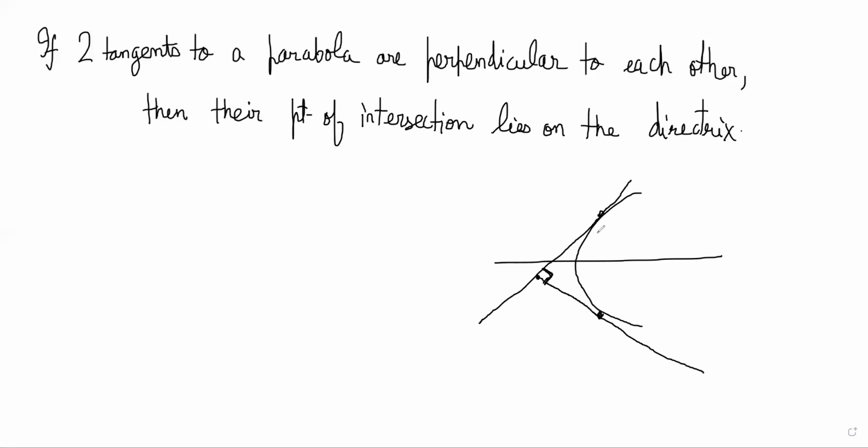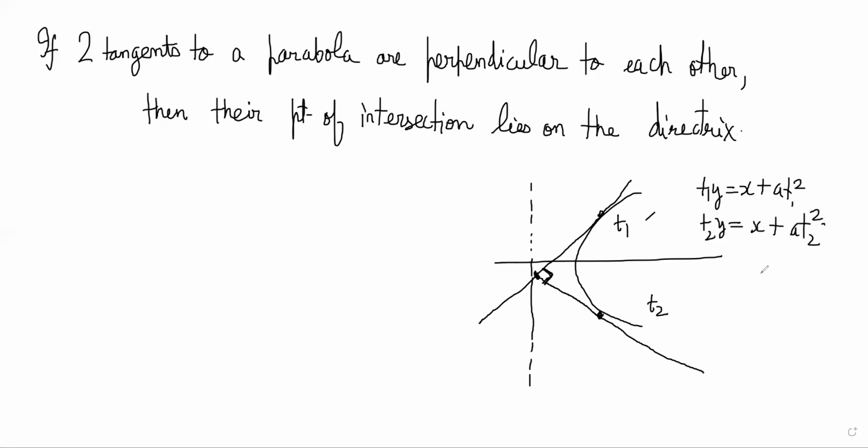So let's say this is tangent at point T1, this is tangent at point T2, right? We have to show that this point of intersection is on the directrix, right? We know that the tangents are perpendicular to each other. So equation of this tangent was what? T1y is equal to x plus a t1 square, right? And equation of second one was T2y is equal to x plus a T2 square, right?